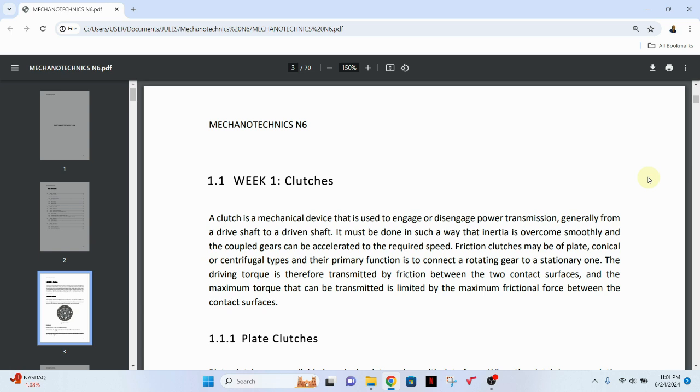So you have power that is coming from the engine, and that power has to be transmitted all the way to the wheels. I'm using the example of a vehicle. The power from the engine must be transmitted all the way to the wheels so that when the wheels are turning, they can move the car. But then how do you go about transmitting that power? You could transmit it directly without using a clutch. Let's assume somebody made a design like that.